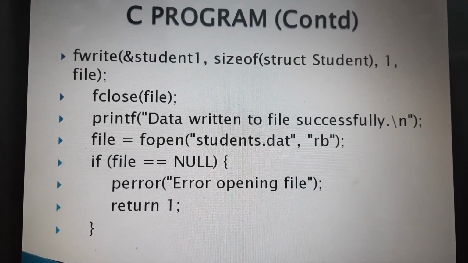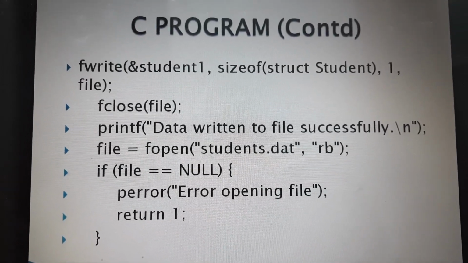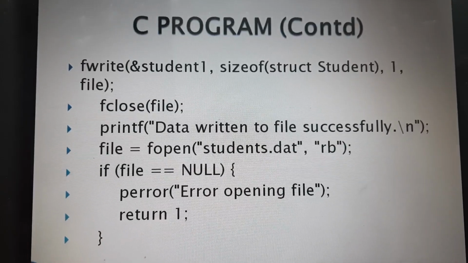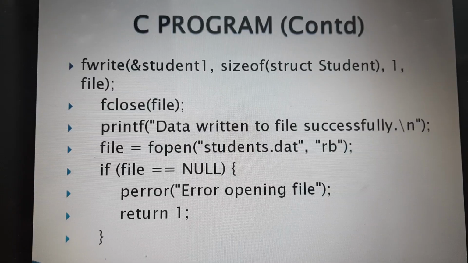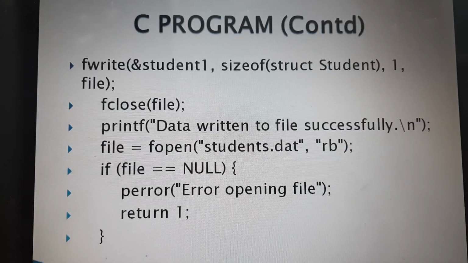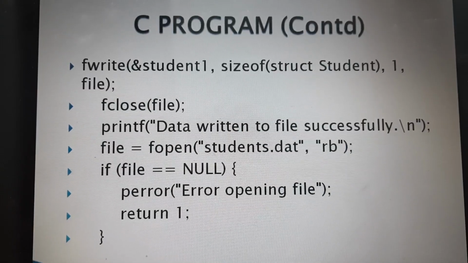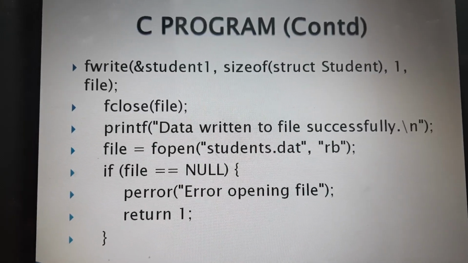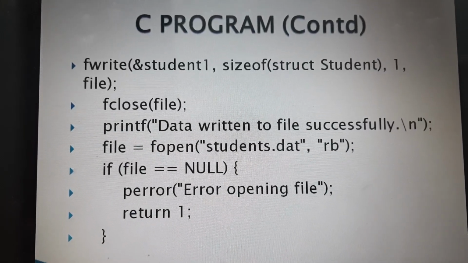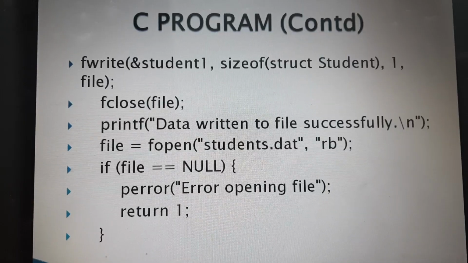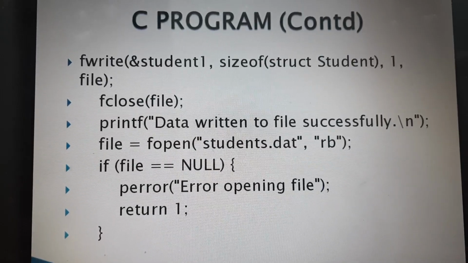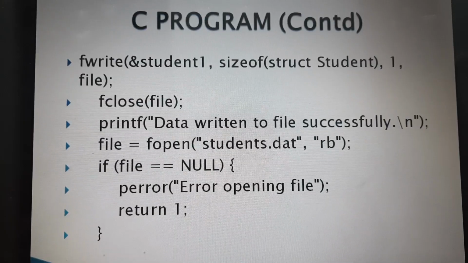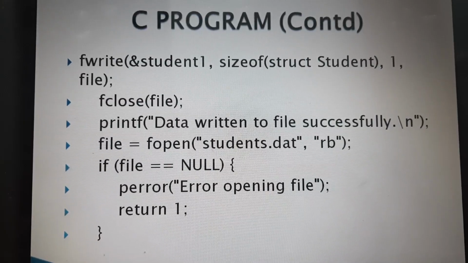After completing this process, we close the file and printf data written to file successfully. So the data that exists in student1 has been written to the file successfully. Again I am moving on with the file, to open students.dat and read the file. What we have written in the file should be read.